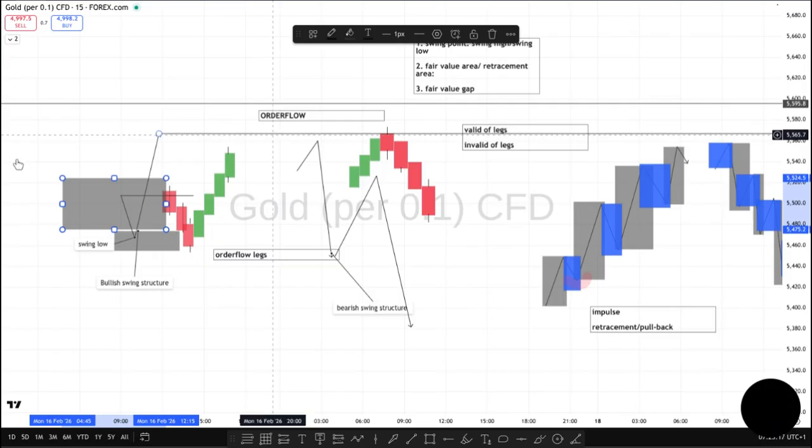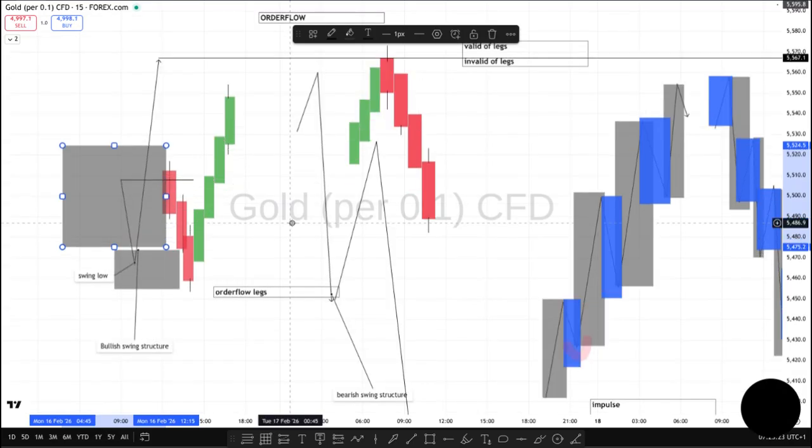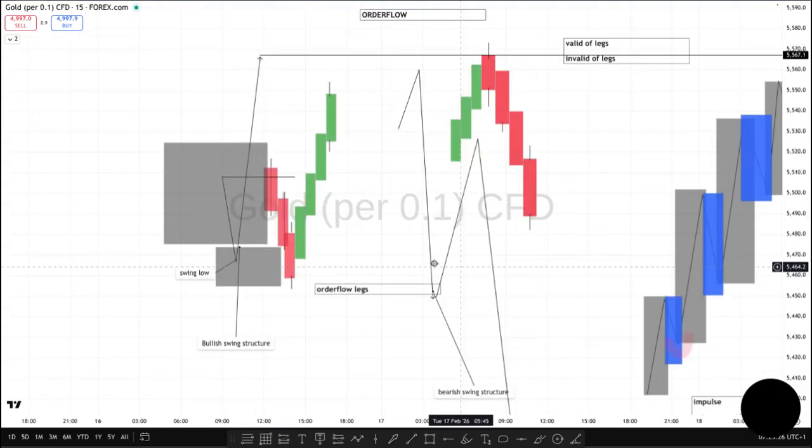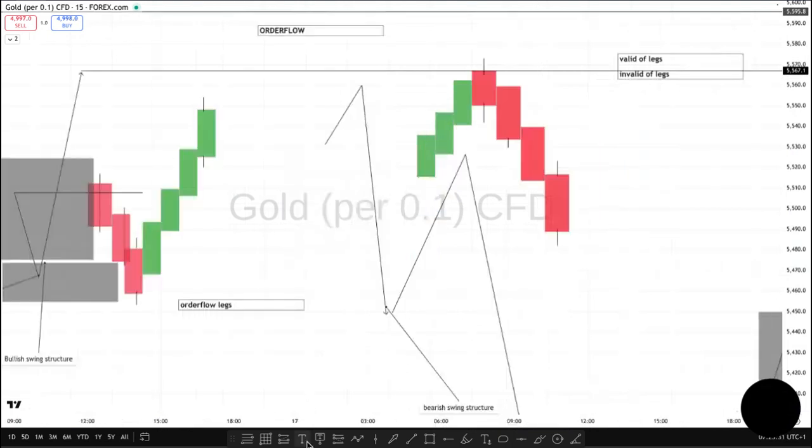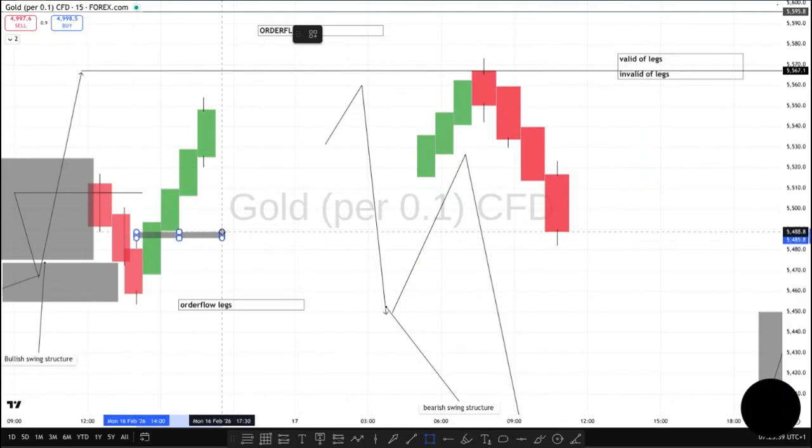Now, where is the fair value gap in this structure? First of all, people usually have issues with picking the right fair value gap to trade with, because most times in an impulse leg, price can create multiple fair value gaps. For instance, we have one fair value gap right here.